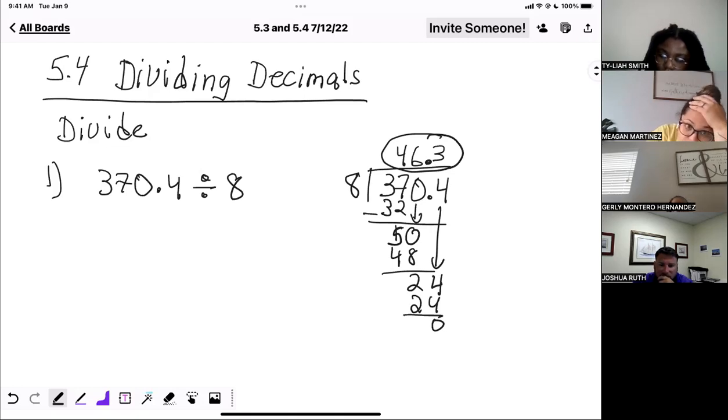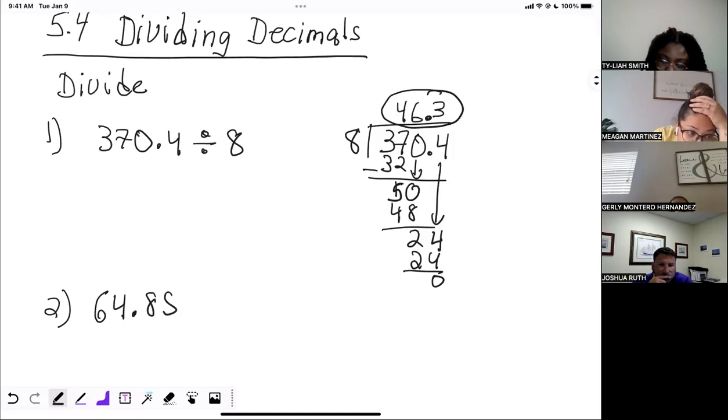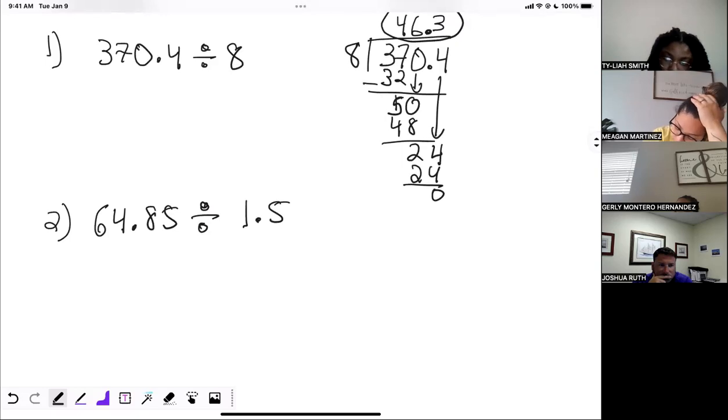I actually want to go with decimals on both sides. Okay. Here's the one I want to do. Okay, we're going to divide 64.85 divided by 1.5. This is where it gets a little tricky. All right, 64.85 divided by 1.5.